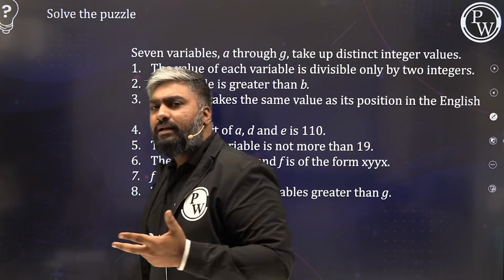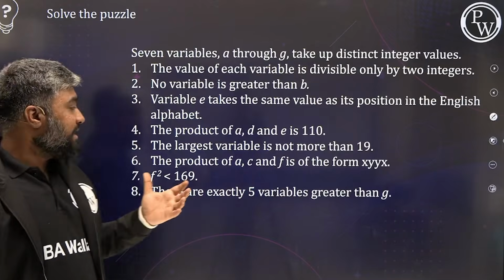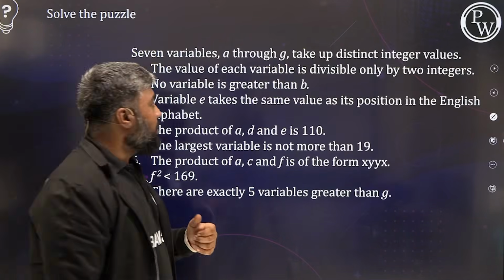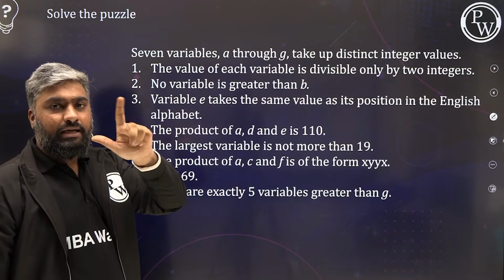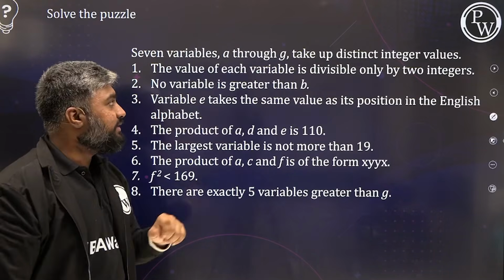So here's the second set that I'm taking, right? This is a math based puzzle. ठीक है, यहाँ पे we have 8 clues given to us. Can we get started? चलो. 7 variables A through G. A, B, C, D, E, F and G. There are 7 variables given to us.